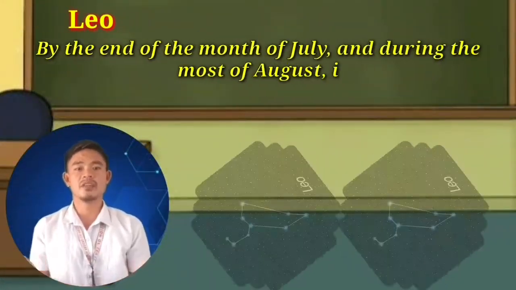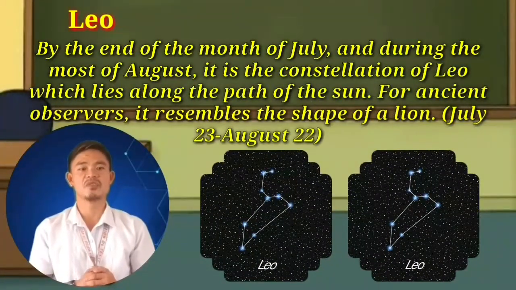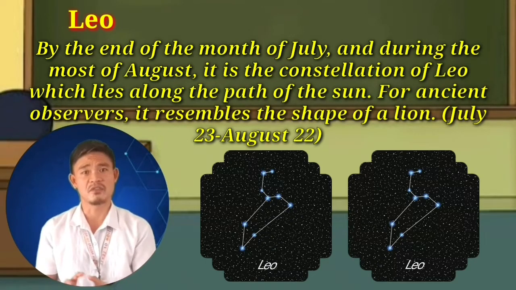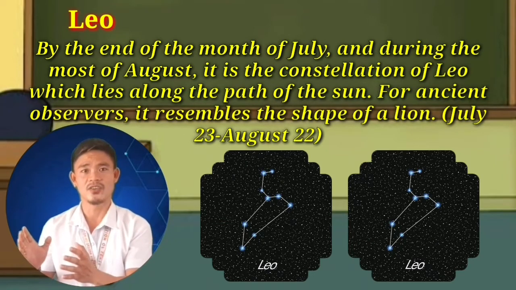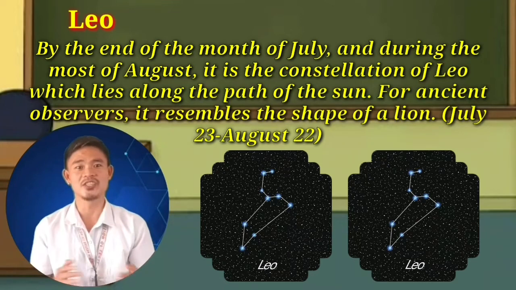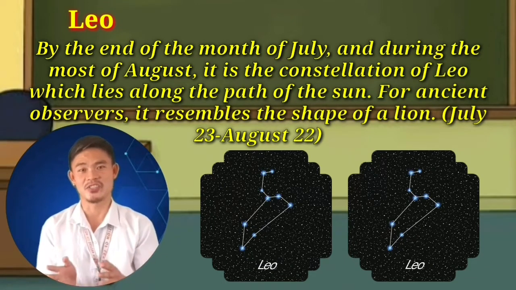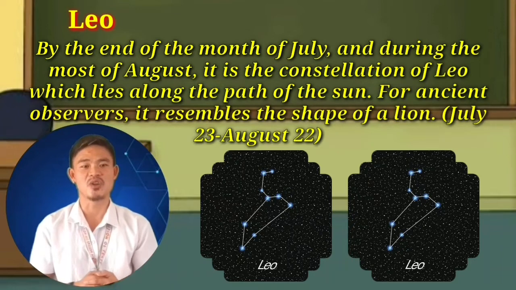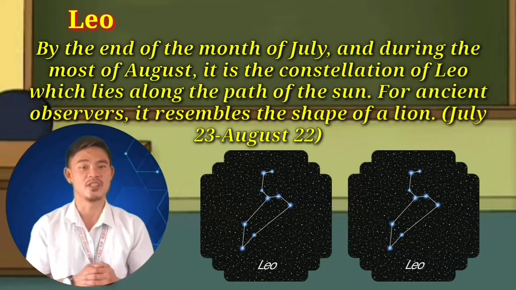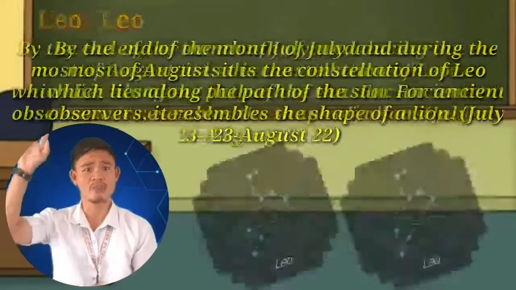Leo. By the end of the month of July and during most of August, it is the constellation of Leo, which lies along the path of the sun. For ancient observers, it resembles the shape of a lion. It is very easy to remember because Leo means lion. And today is July 25, meaning we are under the zodiac sign Leo, because the zodiac sign Leo falls between July 23 and August 22. Anyone who has a birthday on this day?